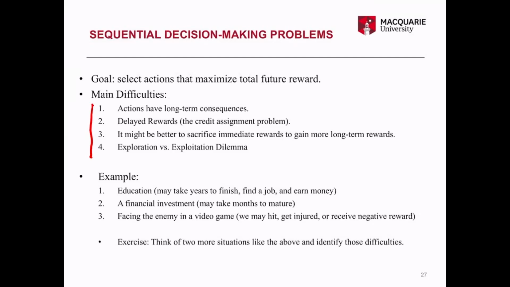There are delayed rewards, right? And when you receive them, you don't know which action was in charge of that positive or negative reward. There's this confusion about credit assignment, and it's called the credit assignment problem. It might be better to sacrifice immediate rewards to gain more long-term rewards. That's another problem, because you don't know how much you should sacrifice and what's really reasonable in that particular context.